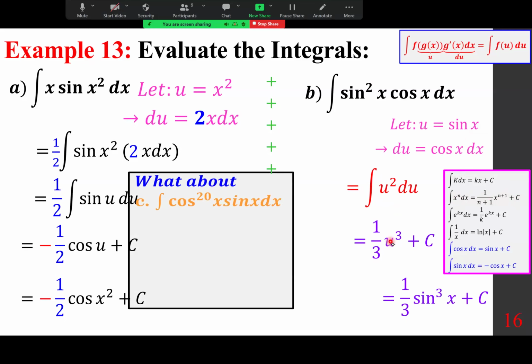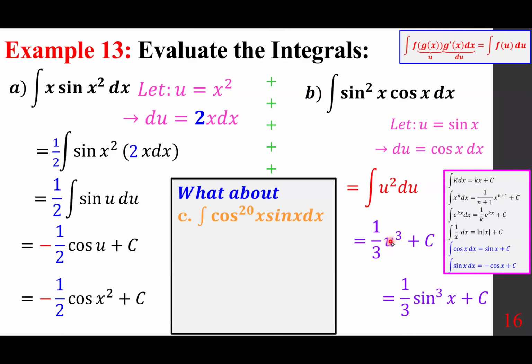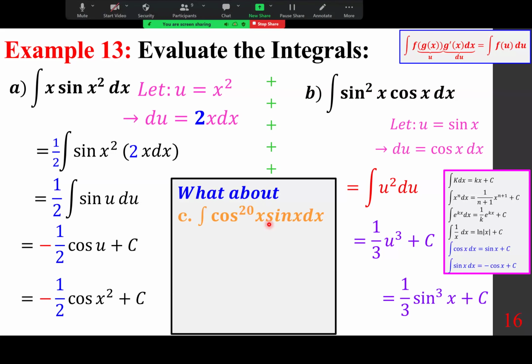A similar question to that, but this time cosine has the exponent and sine doesn't. So it's similar to that. Which one has the exponent? Cosine, that is the choice of u. And the derivative of cosine is negative sine. Therefore, du is negative sine x dx.